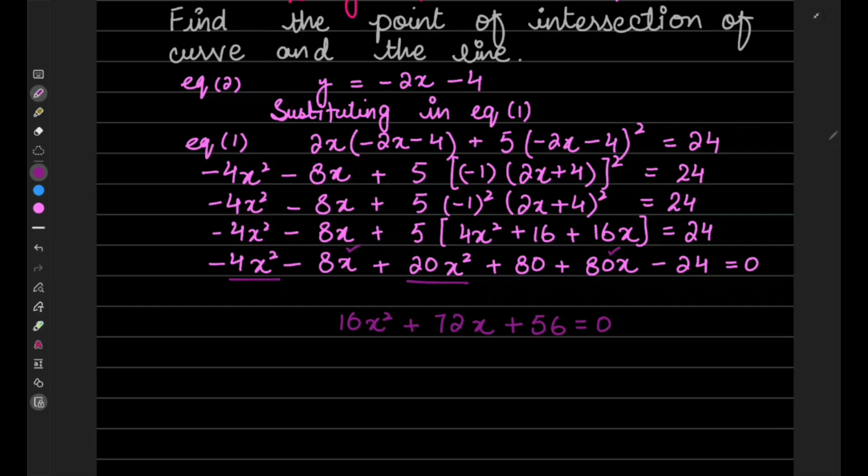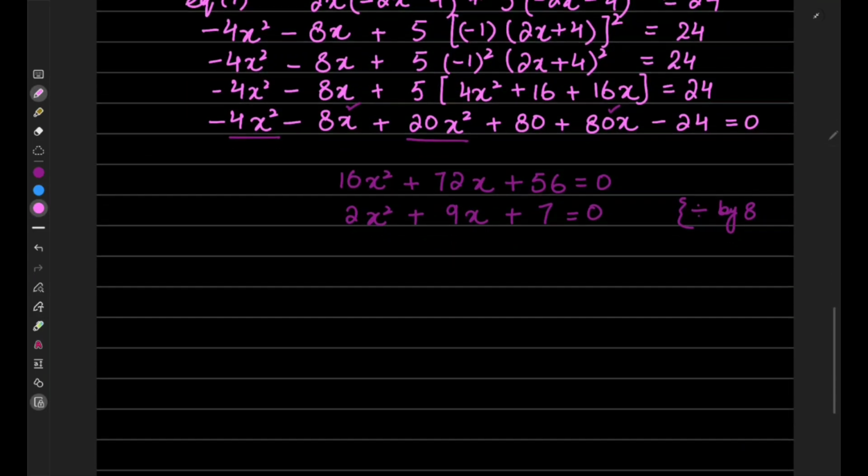Now we can simplify this further by dividing the whole equation by 8. So it will become 2x² + 9x + 7 = 0. Now we need to find the point of intersection, so let's solve this quadratic equation.